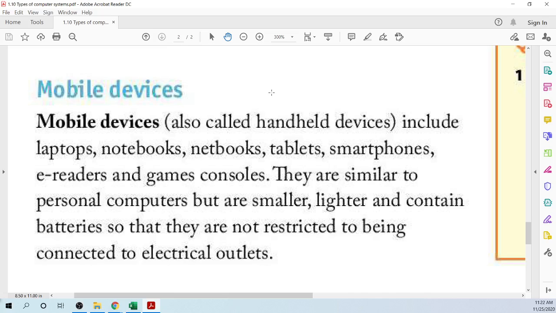So mobile devices, laptops, notebooks, netbooks, tablets, smartphones, e-readers, even your game console, they all fall under mobile devices because they are smaller, they are lighter, they have batteries inside so that you can take them around basically. So they're more portable.